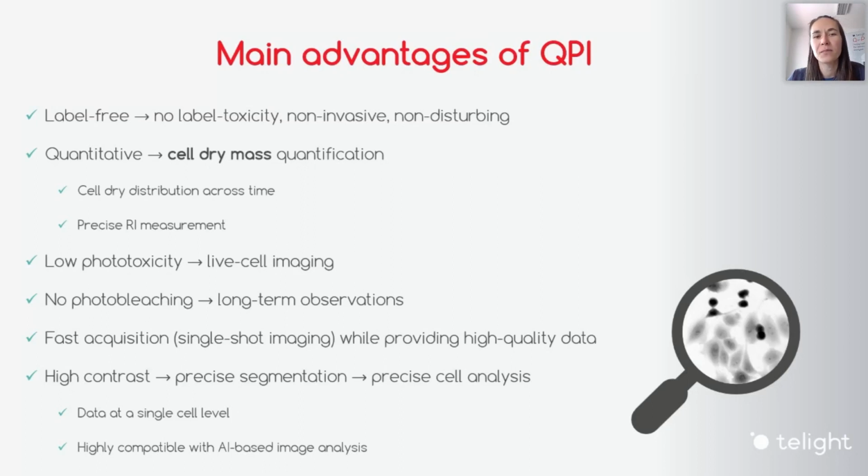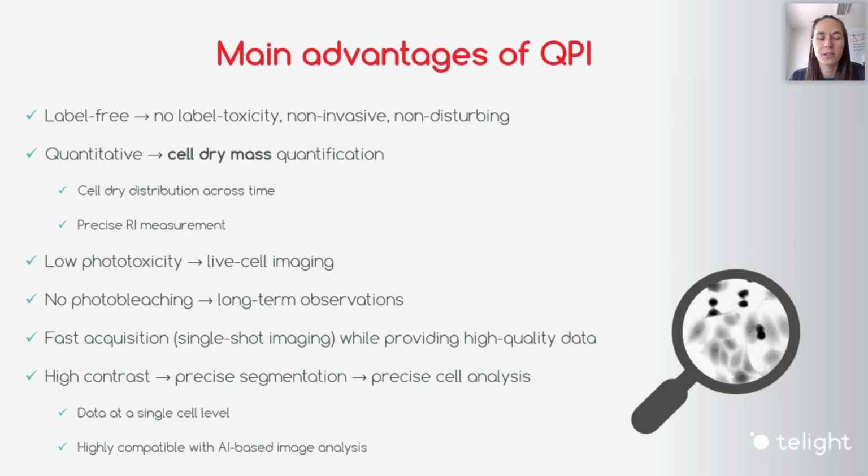It provides quantitative data, directly the data on cell dry mass, but also, especially in these flow studies, cell dry mass distribution across the time, they allow to precisely measure the refractive index. This technology is of low phototoxicity because it doesn't depend on the cell intensity, only on the interference of the 2 light beams. So it's suitable for live cell imaging. There's no photobleaching because there is no need of using fluorescent dyes. So combining with the stage-top incubator, it's really suitable for long-term observation.